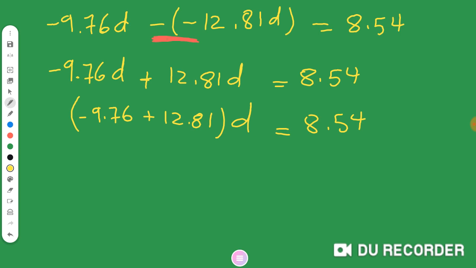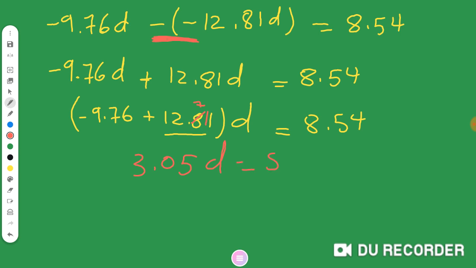The biggest one after making absolute value, which is 12.81. So subtract 12.81 minus 9.76. So 1 minus 6 can't be, so it will be 7. And this one is 11 minus 6 is 5. Then 7 minus 7 is 0, but the point. 12 minus 9 is 3. So it's positive 3.05D. Why positive? Because the biggest number is positive.